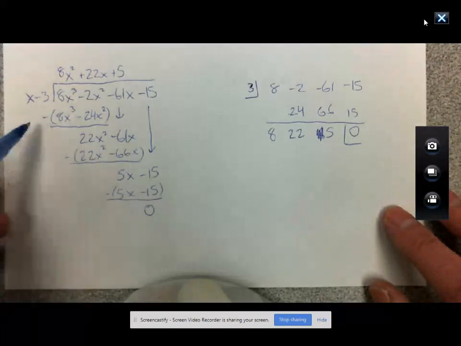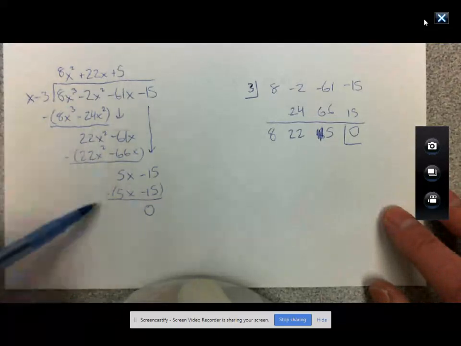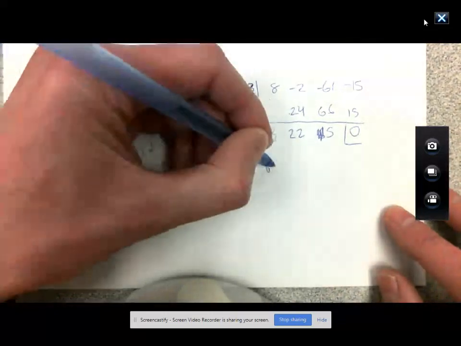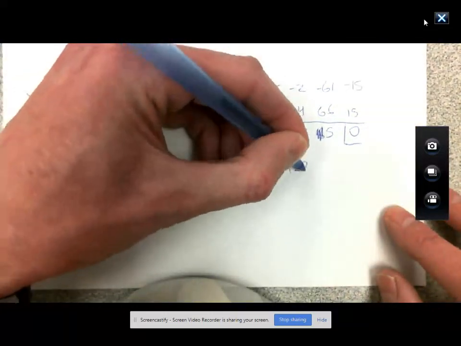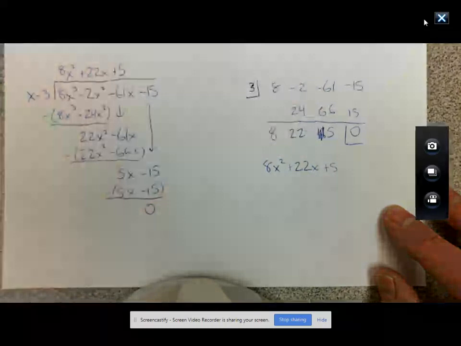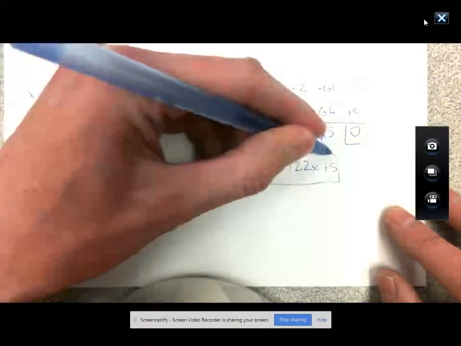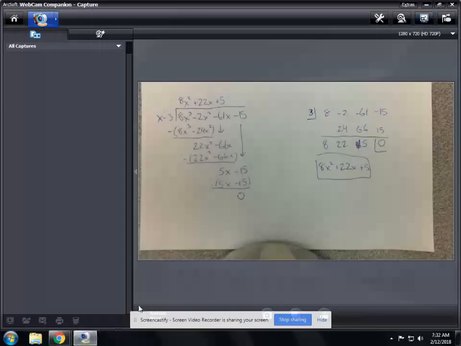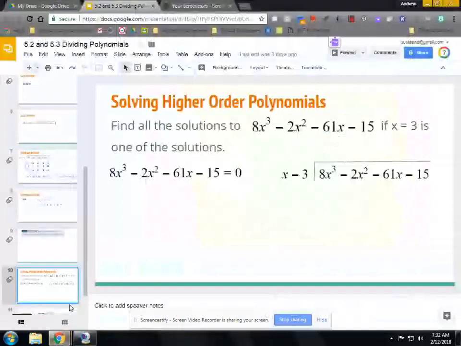You can see how this is a faster method once you get the hang of it than what we did over here. This tells you everything that's going on. This just takes it as a shortcut. So the solution here, 8x squared plus 22x plus 5. They match. So that's both the synthetic and the long division side by side, so you can see where those numbers come from. Sadly, that's not what the question asked, is it?